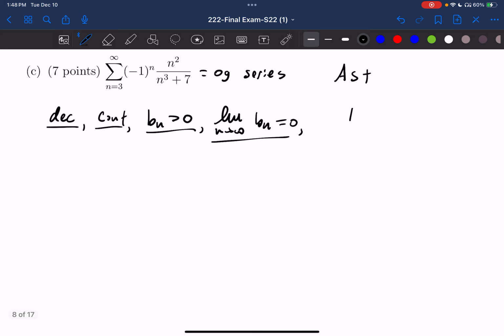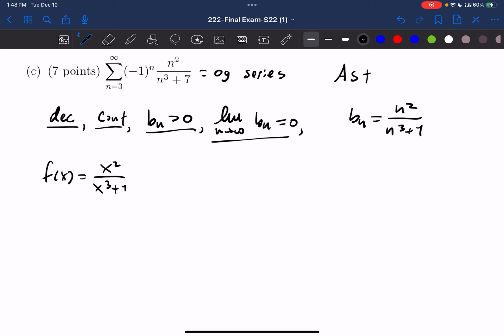If all 4 of these conditions are met, then the series will be convergent by alternating series test. To prove this, let's write b of n will be equal to n squared divided by n to the 3rd power plus 7. How do we prove that this is decreasing? We can prove this is decreasing by taking the derivative and setting it less than 0. Because if the derivative is negative, that means f is decreasing.